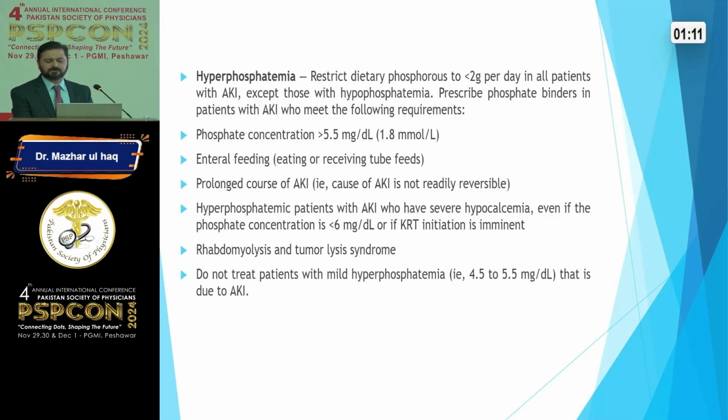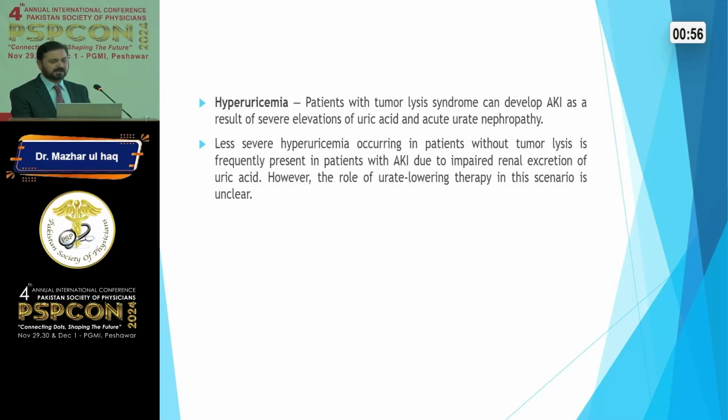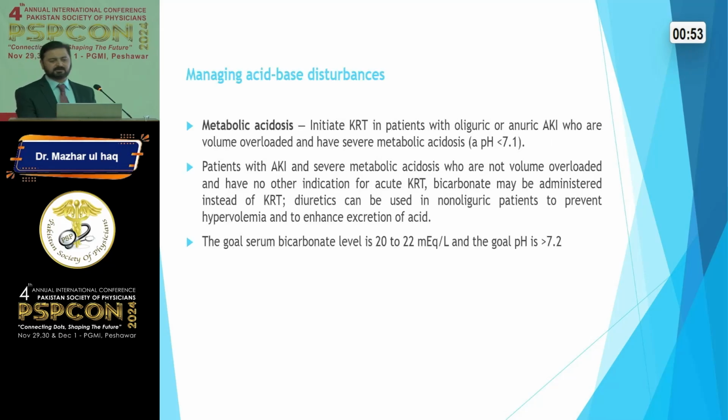Dietary phosphate: restrict dietary phosphorus to less than 2 grams per day in all patients with AKI, except the patient with hypophosphatemia. There are a few indications of phosphate binders, but there is no consensus on that, so we'll avoid that. You will have to look for hypocalcemia, hypomagnesemia, hypermagnesemia, and hyperuricemia, and treat them accordingly.